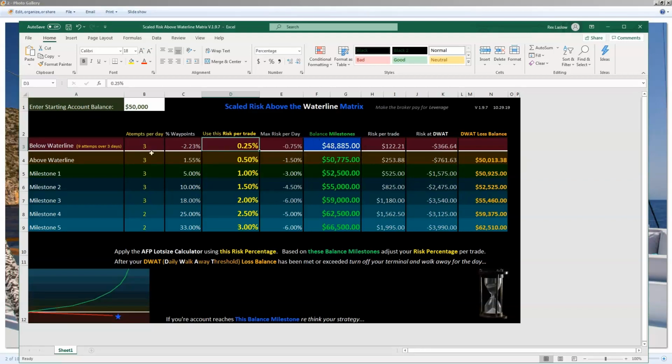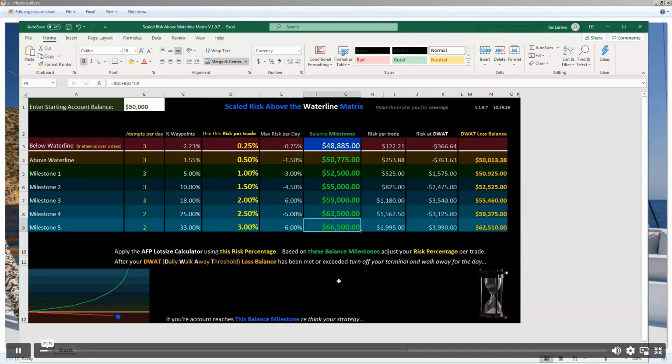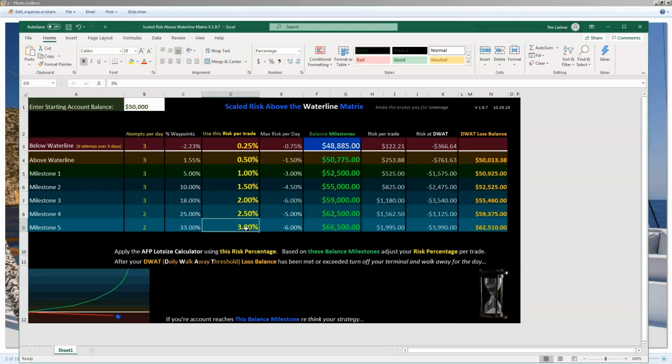Once you get above your starting balance, which is this white line, the waterline, you get into the area of a 0.5% trade. And as you build this up, as you hit these milestones, when you're above 5%, and this would be your balance, so you can actually track your balance. When you get to 50,775, then you're going to 0.5. When you get to 52.5, you're at 1% and onward, until you get up into 3% per trade at around 66.5K. And what that does is it allows you to have fewer trades per week and you still maintain your inventory.